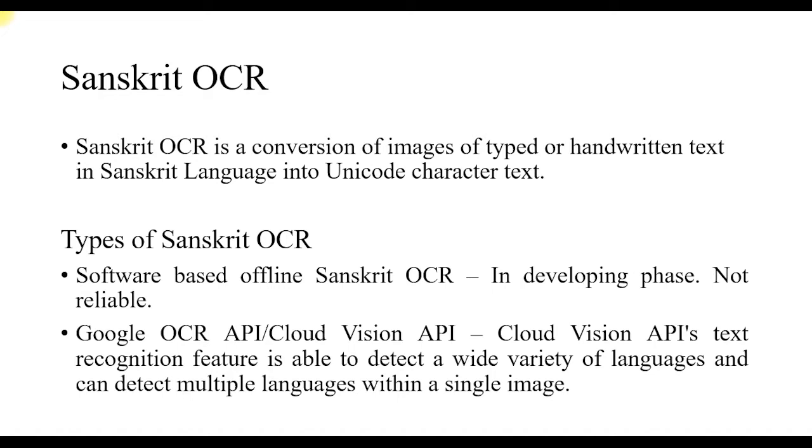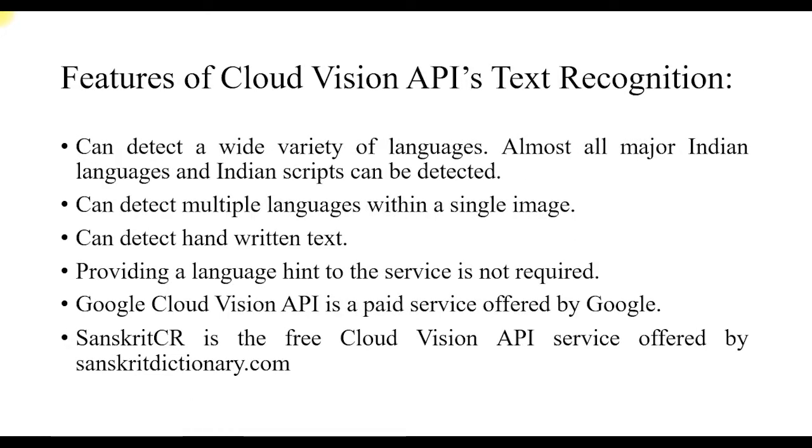There are two types of Sanskrit OCR. One is a software-based offline Sanskrit OCR, which is in developing phase, which is not so reliable to use. Second is Google OCR API or known as Cloud Vision API. Cloud Vision API's text recognition feature is able to detect a wide variety of languages and can detect multiple languages within a single image. So what are the features of Cloud Vision API's text recognition?